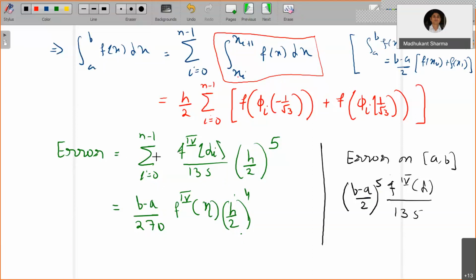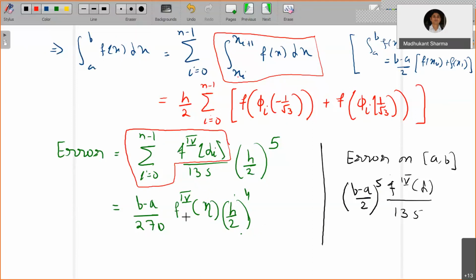Now, like we have done for the case of Simpson's rule or other rules, the summation for i equals 0 to n minus 1 of the fourth derivative of f at di can be replaced by n times the fourth derivative of f at some point eta. That we have already seen. It requires the continuity of the fourth derivative.